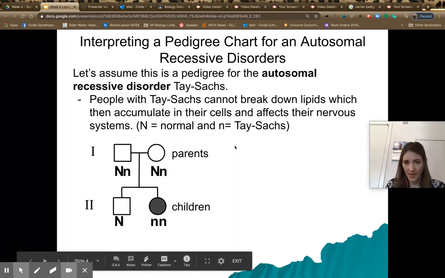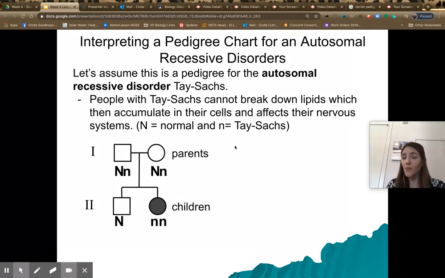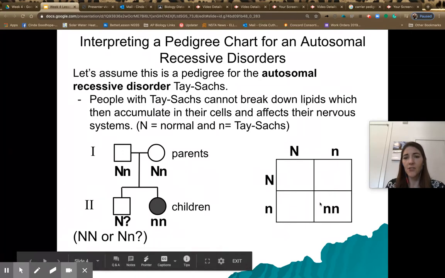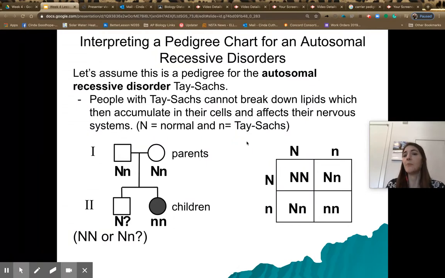Then we come to the son. Here's the thing. We don't know what he is until he has children and if they show up with the disease. So he's a question mark because he literally could be big N, big N or big N, little n. We get this from the Punnett square. You put the parents in, there she is, a 25% chance. They could make a big N, little n, and big N, little n. So really the son could be any of these. We won't know until he has children and if any of those children have the disease.